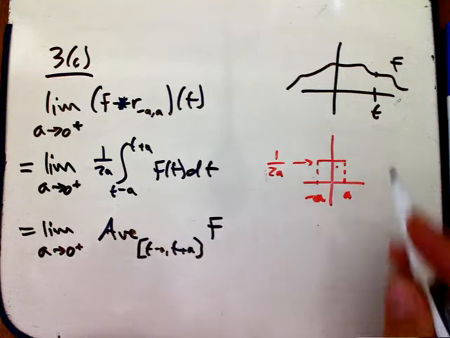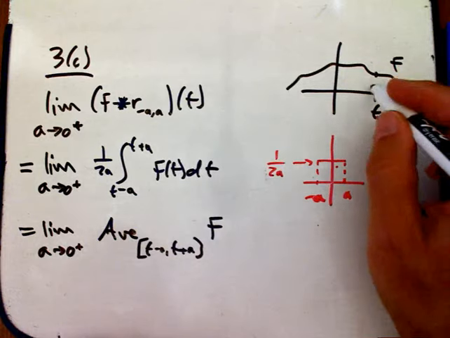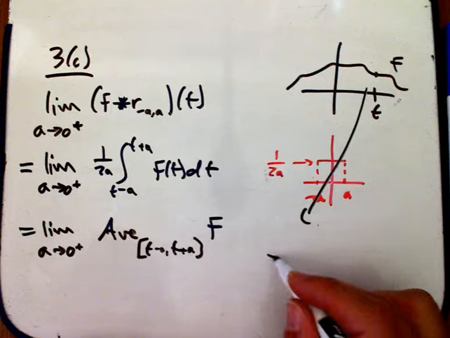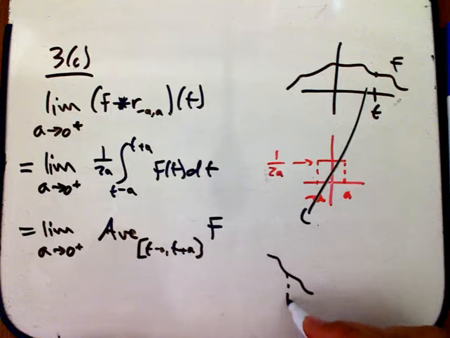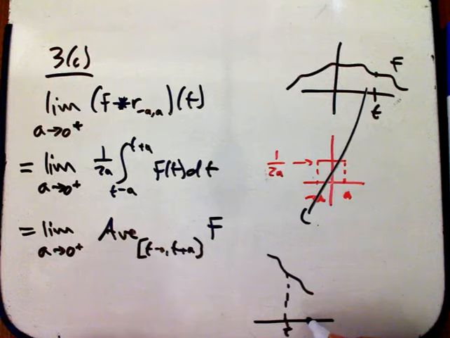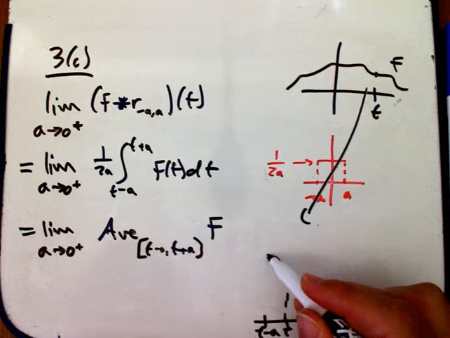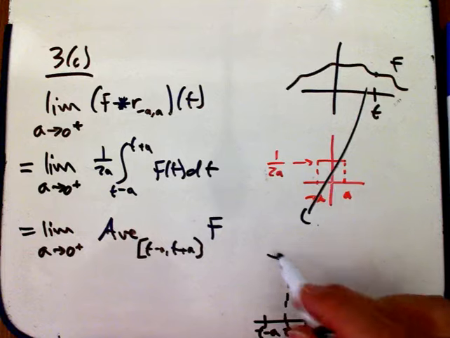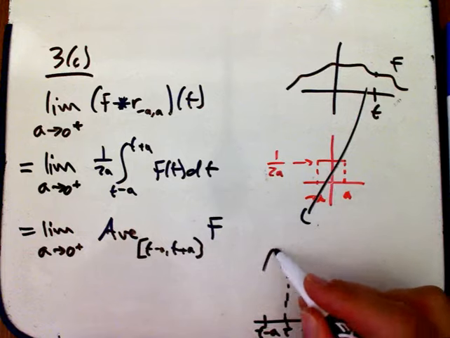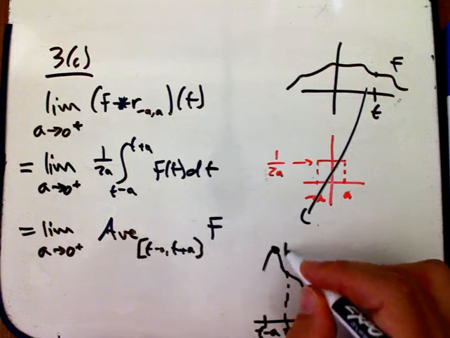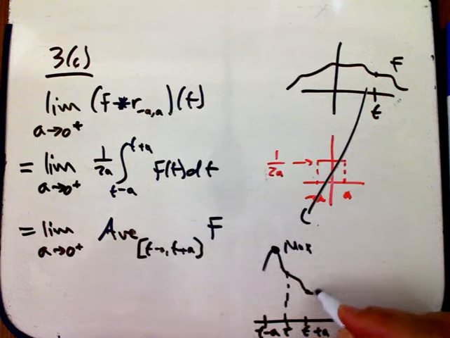Okay, so let's zoom in here. This is t, this is t plus a, and this is t minus a. Can you see that? Yeah, okay. Then the average value, well, let's see. I happen to have it as a decreasing function. Let's give it a little bump like that. So here's the maximum value, and here's the minimum value.